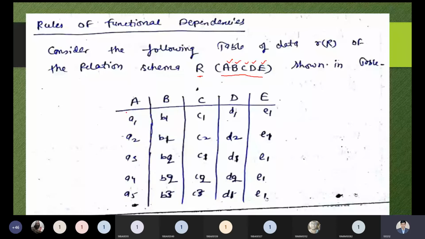B also is an attribute. It also contains some of its own values, B1, B1. So now we can say these two values are repeating. Now these two values are repeating. This value is not repeating.